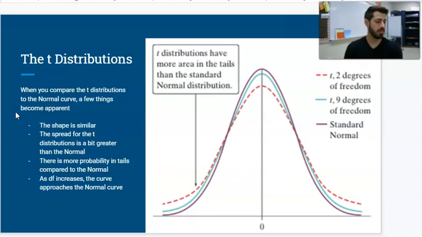When you compare the shapes on top of each other, you see that the t-distribution for low degrees of freedom, like 2, has a lot more area in the tails and a lot less area in the middle where the peak is. For 9 degrees of freedom, it gets closer and closer to a standard normal distribution. And then, of course, the standard normal distribution has very little area in the tails and a lot more in the middle. So, however high the degrees of freedom are, the closer to normal it's going to be. But since we have the t-distribution, and the whole point of this is to be as precise as possible, we use the t-distribution whenever it's appropriate.